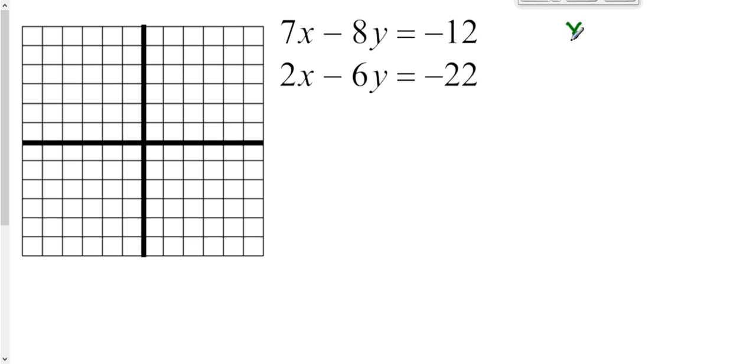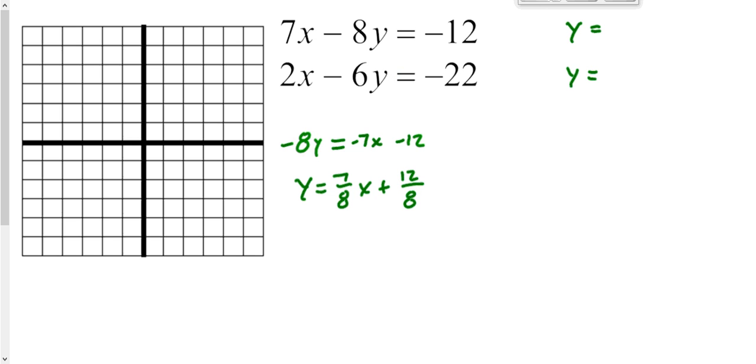So I still want to get it into y equals for both of them. So let's start with the top one. I would subtract 7x, so that leaves me -8y equals -7x minus 12. I divide everybody by a -8, and I get 7/8 x plus 12 over 8. 12 over 8 can be simplified. 4 goes into both of them, 3/2. Alright. So we have 7/8 x plus 3/2.